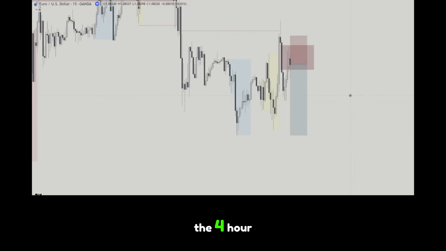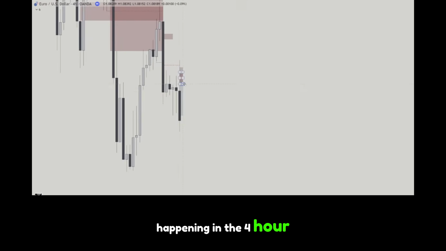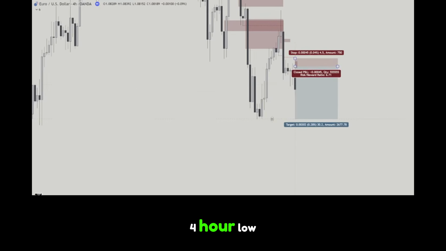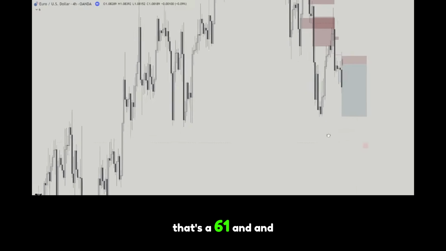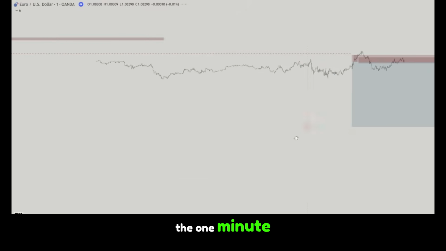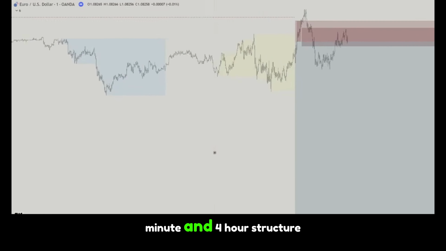Now we can go to the 4-hour, which is our higher time frame, and look at what is happening in the 4-hour. We've taken a trade here, right? Based on the 4-hour, we could have targeted the 4-hour low, almost equal lows here. That's a 6 to 1. And then the other low right here, that's a 9 to 1. So that's a trade on the 1 minute, but based on the 50-minute and 4-hour structure.